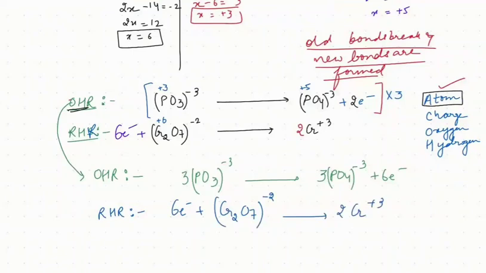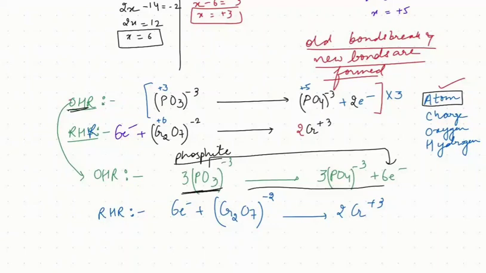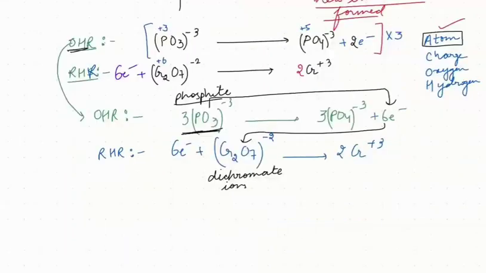Now, what does this indicate? It indicates that 3 phosphite, PO3 minus 3 is phosphite, right? So 3 phosphite radicals have lost in all 6 electrons. And because they are reactants, the 6 electrons lost by phosphite are gained by dichromate ions. You understand? So charge has now been balanced.